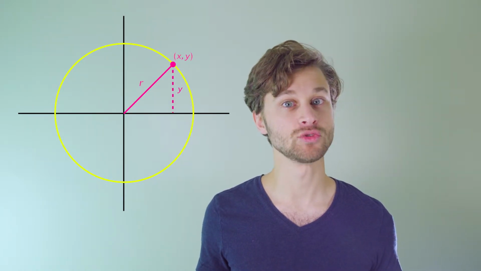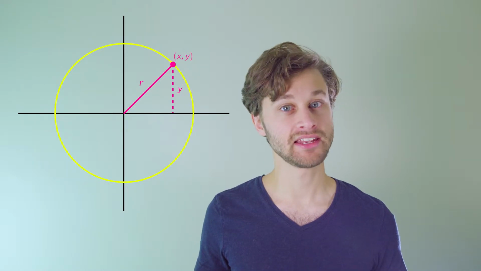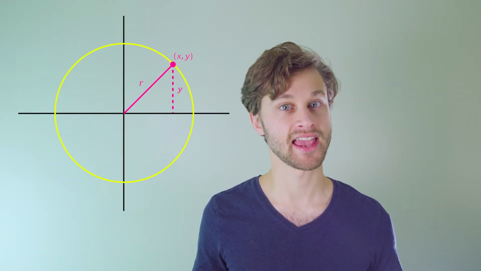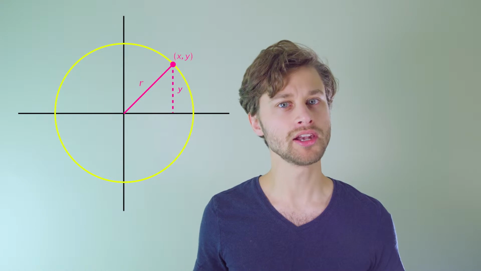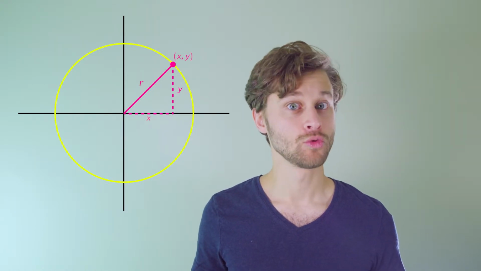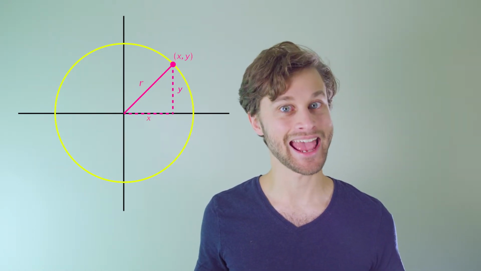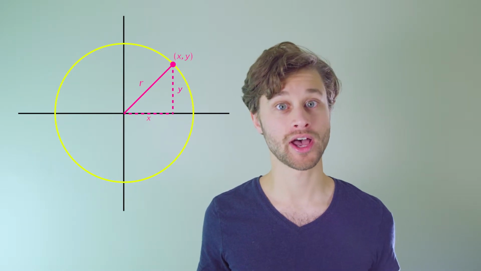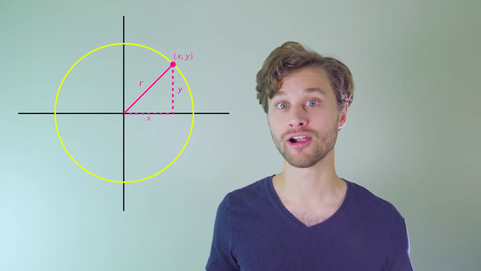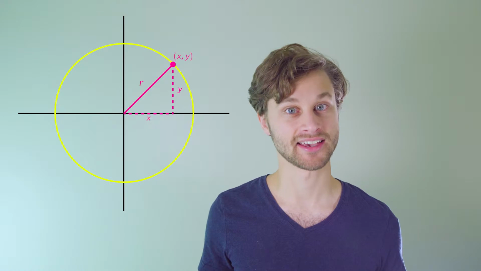That line is y units long. Now, from the intersection point of the x-axis and that line we just drew, let's draw another line back to the origin. We know that the length of that line is x units. So now we've made a right triangle with a hypotenuse of r and 2 legs of x and y.